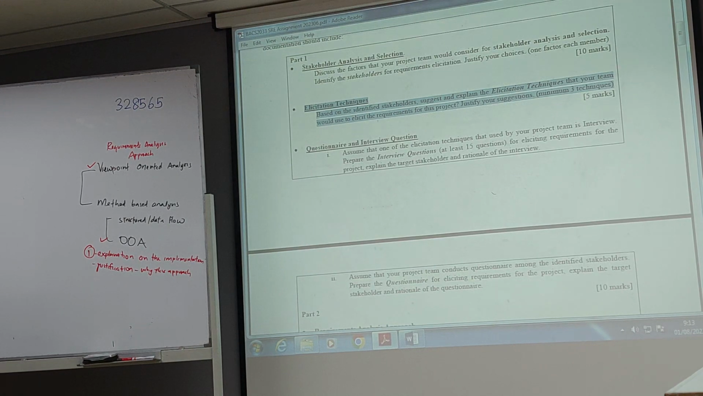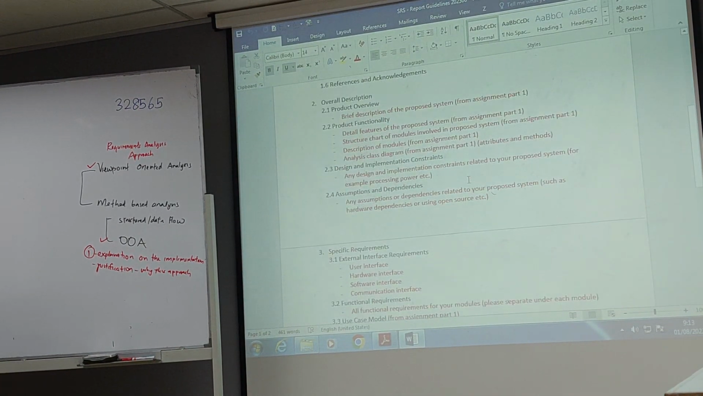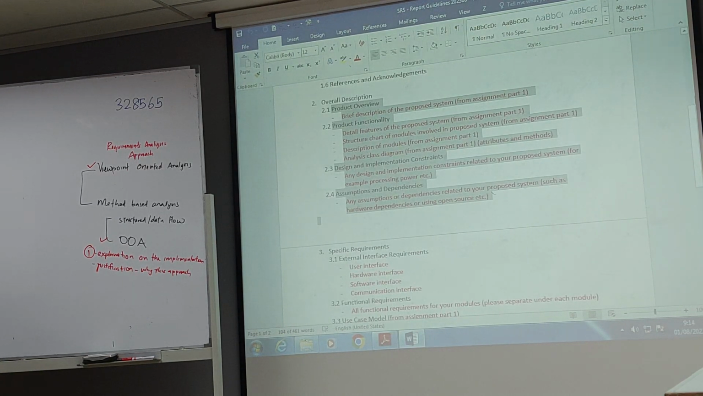Then today I also want you to proceed with this one, which I have briefed. Any questions? Still not sure anything? Because last week I briefed you this part: class diagram, structure chart, and then dependency, assumptions, and also constraints. Any questions? Constraints, dependency, assumption.